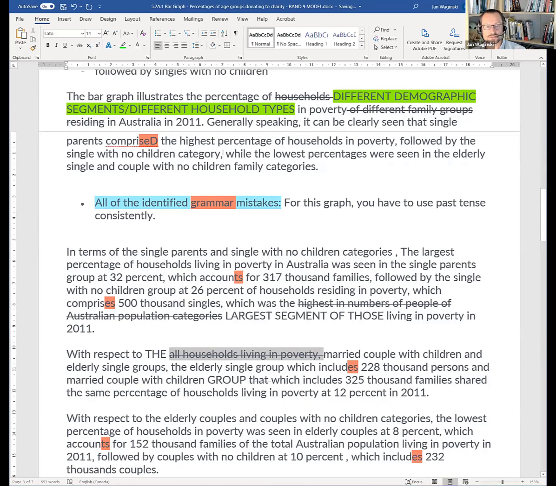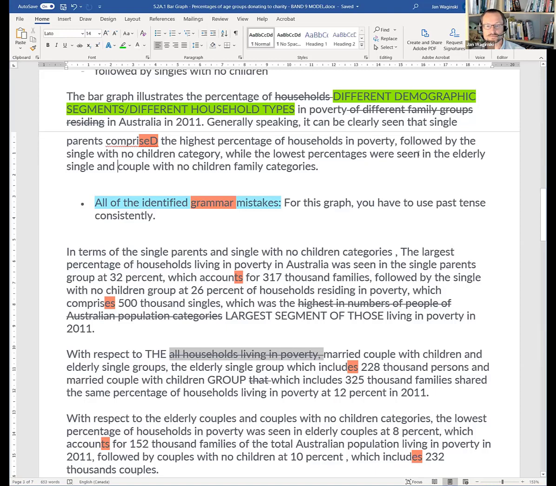So if you keep doing this repeatedly, it sounds awkward. It's better to just talk about the names of these categories themselves. So instead of saying followed by the single with no children category, we can leave that one, while the lowest percentages were seen in the elderly, single, and couple with no children family categories. So how could we revise this?